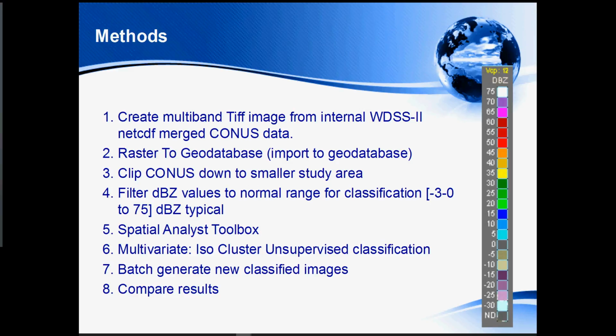For classification, the results seem better if we first remove any major outliers from our data. A dBz range of around -30 to 75 covers most possible data values. We then use the Spatial Analyst Toolbox extension in ArcGIS, which gives us several tools under the multivariate category. The one I was most interested in was the Isocluster Unsupervised classification. This was applied in batch to a collection of images, and then we compared the results at the end.